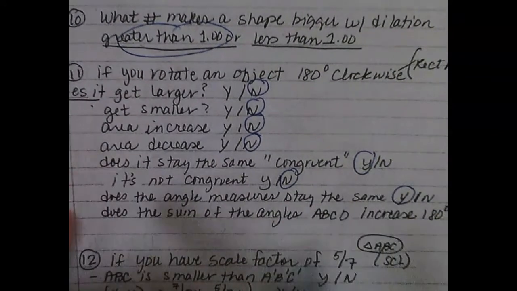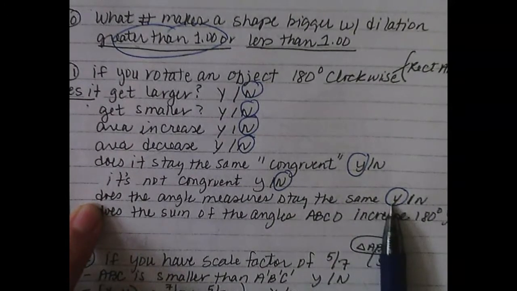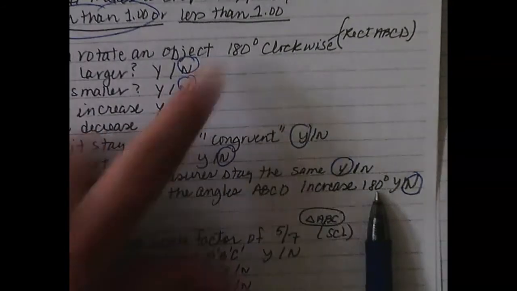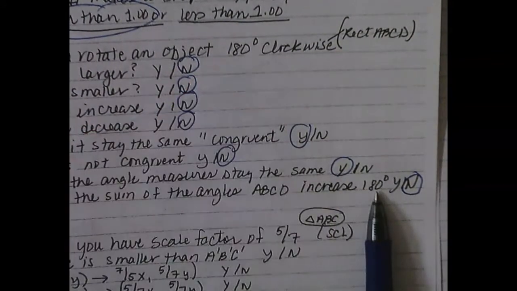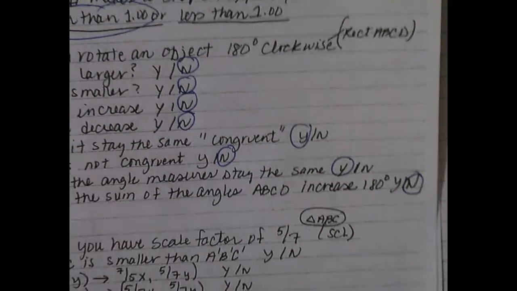It's not congruent. That's false. It is congruent. Does the angle measure stay the same? Yeah, the right angle is still the right angle. Do you think the sum of the angles would increase by 180 because you rotated it 180? So I'm going to gain 180 pounds because I turned a half of a circle. I hope not. No.